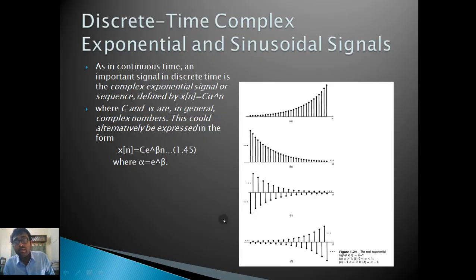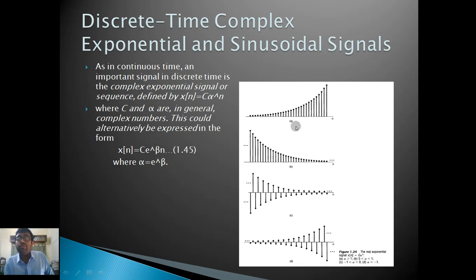Now, the same thing can be expressed with a discrete time complex exponential signal, and this can also be converted into a sinusoidal signal. As in continuous time, an important signal in discrete time is the complex exponential signal or sequence, a sequence defined by x of n equal to c alpha to the power n, where c and alpha are in general complex numbers. This could alternatively be expressed as x of n equal to c e to the power beta n, where alpha is equal to e to the power beta. We just replace alpha with e to the power beta, nothing else. And this is the example.